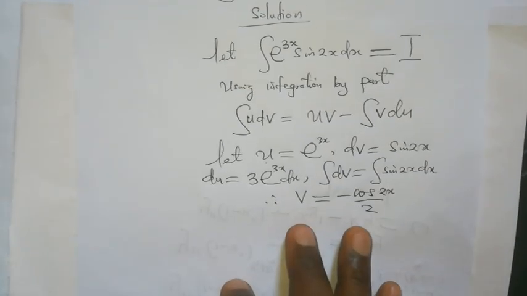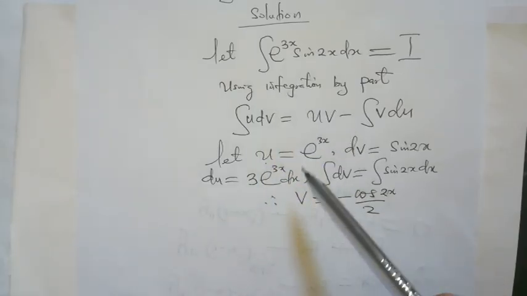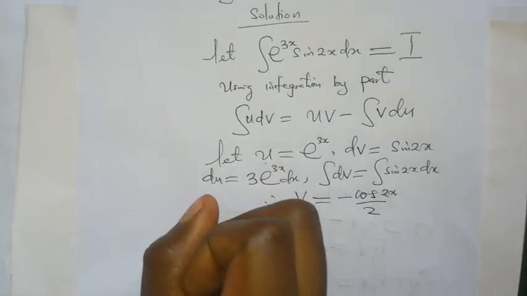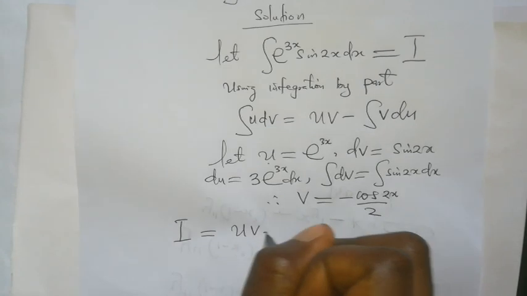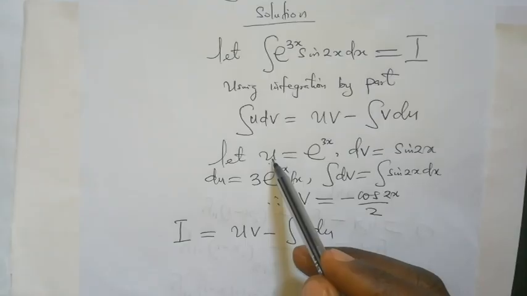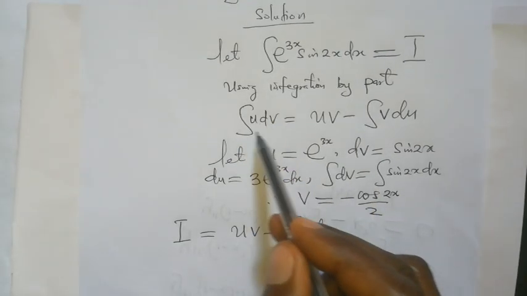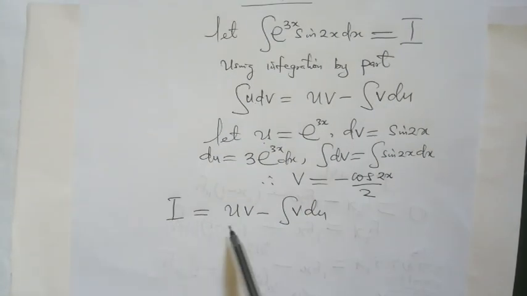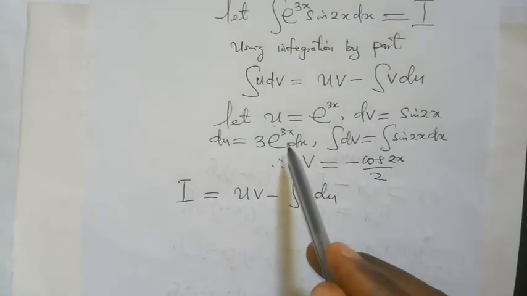You get it? So we are going to apply it here, just like we applied here, we said that I is equal to uv minus the integral of v du, because here is u and let dv be this. And we say let the whole thing be equal to I. So that's the reason why we are having I is equal to uv minus the integral of v du.